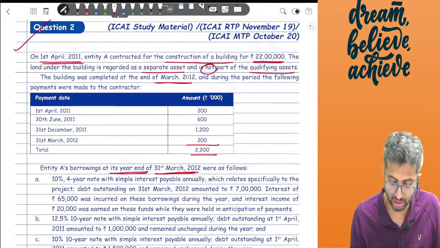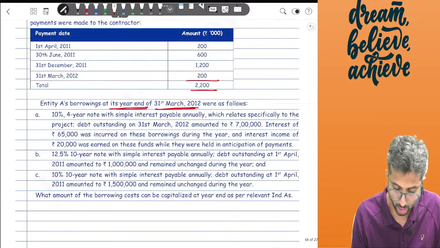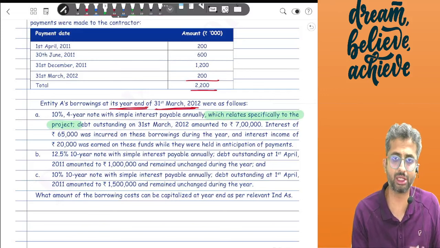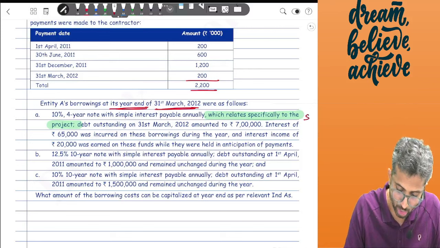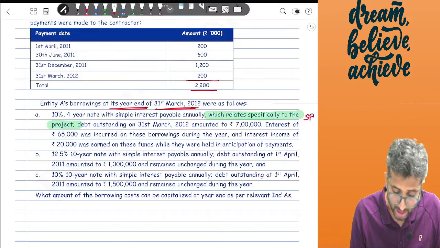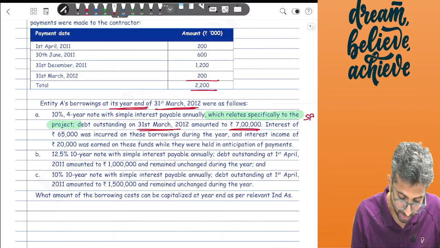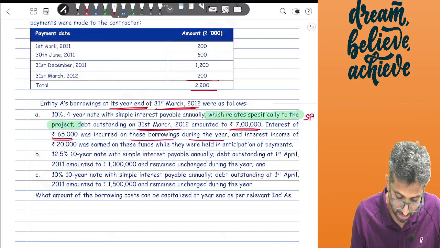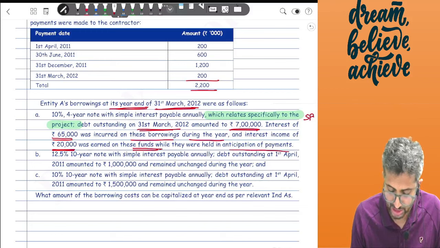A's borrowings at its year end. So these are borrowings at the year end on 31st March 12 were given below. There's a 10% 4-year note with simple interest payable annually, which relates specifically to the project. What does this language mean? This means that this is a specific borrowing attributable to the project only. Debt outstanding at the end of the year is 7 lakhs. This is on 31st March 12. Interest of 65,000 was incurred on these borrowings during the year, and interest income of 20,000 was earned on the funds which are held in anticipation of payments.